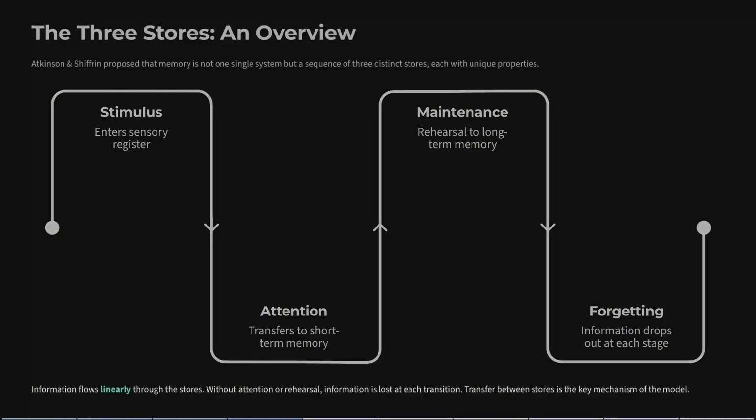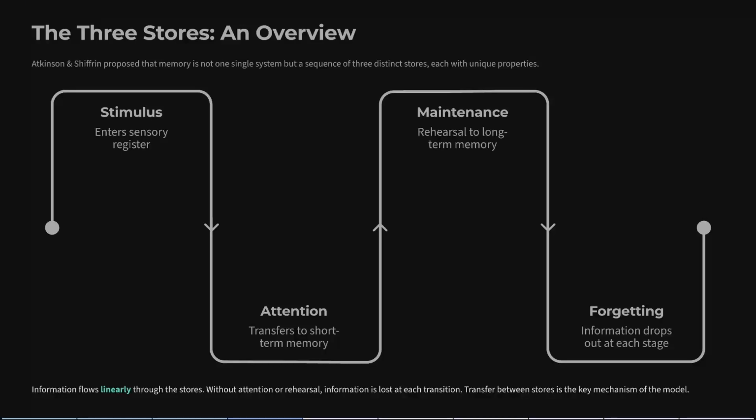When you're drawing this diagram in an exam, always include the arrows showing direction of transfer and label what causes each transfer. Attention between the SR and the STM, the sensory register and the short-term memory, rehearsal between the short-term memory and the long-term memory. If you draw the boxes but leave out the transfer mechanisms, you will be losing easy marks.